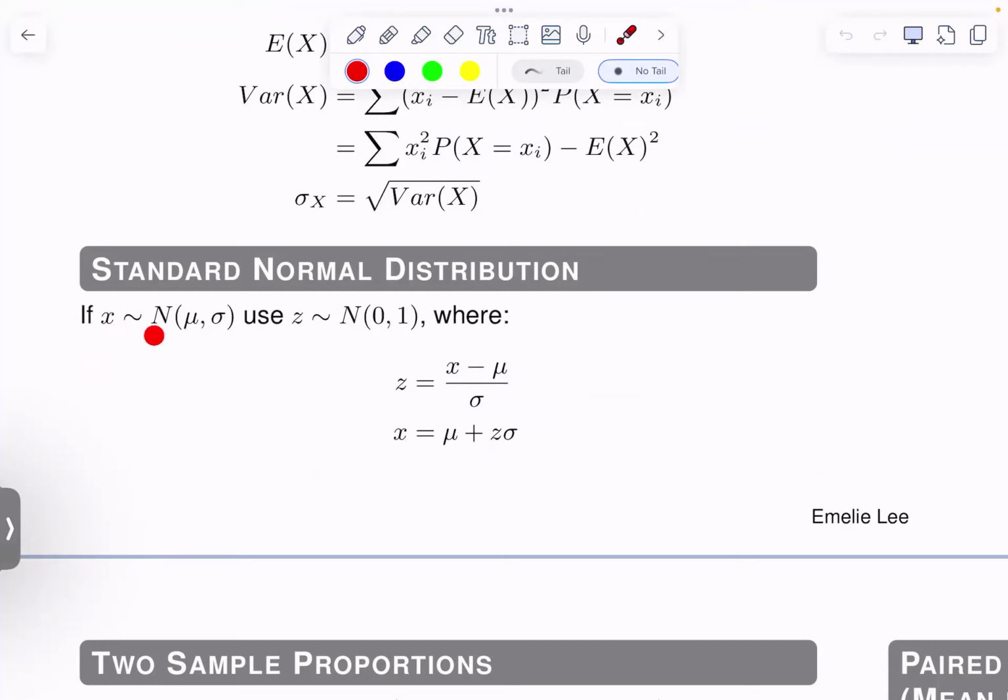If X follows a normal distribution, now you can read this. Right, it's not too bad. It follows a normal distribution with a mean of mu and a standard deviation of sigma. Then you can use, it has to be normal, right? And you have to know the mean and the standard deviation. Then you can use Z, which follows a normal distribution centered on 0 with a standard deviation of 1, where Z is X minus mu over sigma.